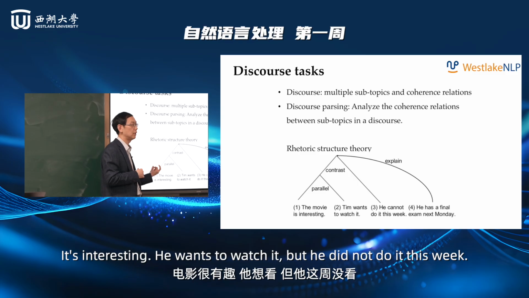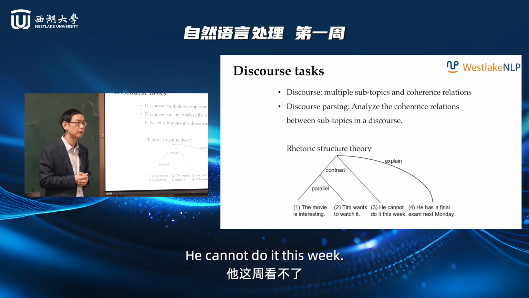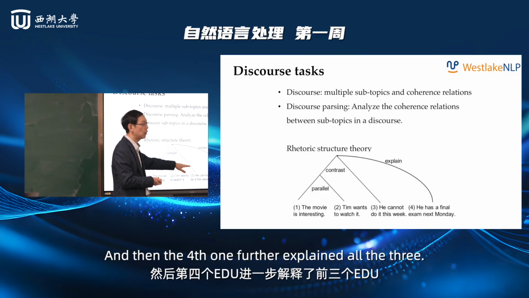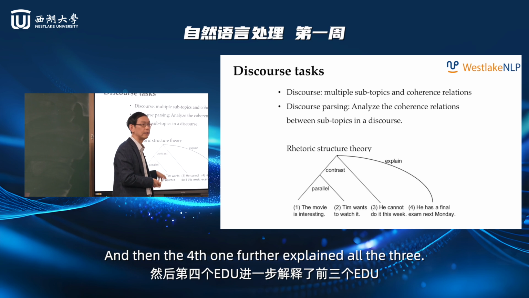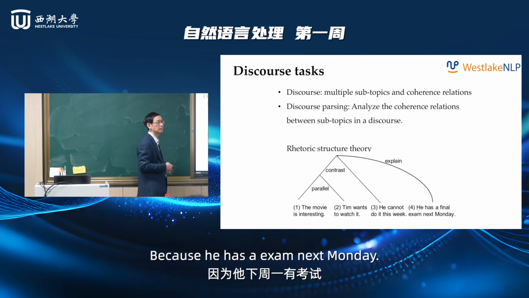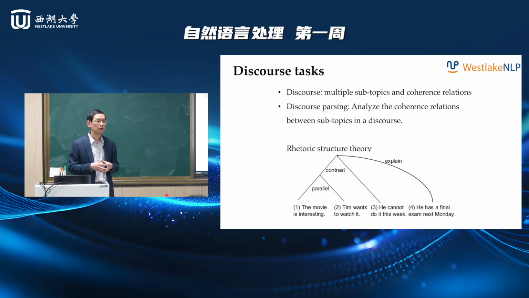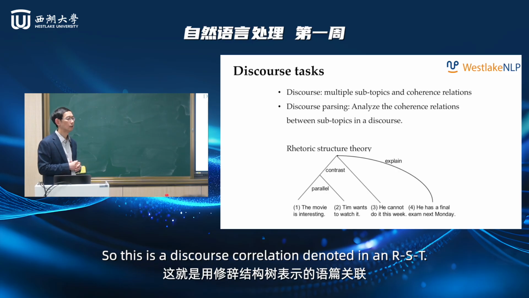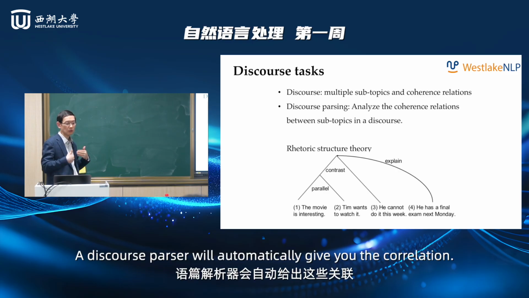It's interesting, he wants to watch it, but he did not do it this week. He cannot do it this week. It's a contradiction correlation. And then the fourth one further explains all the three, right? Because he has an exam next Monday. All right, so this is a discourse correlation, denoted in an RST. A discourse parser will automatically give you the correlation.